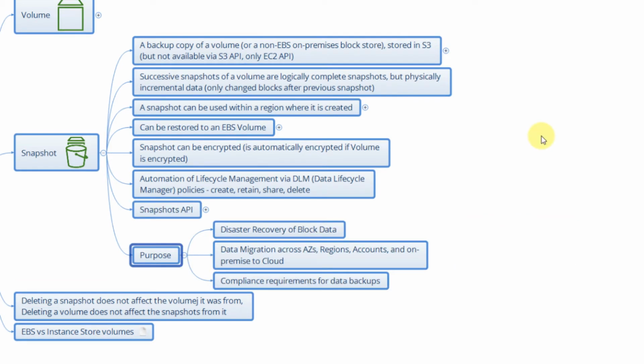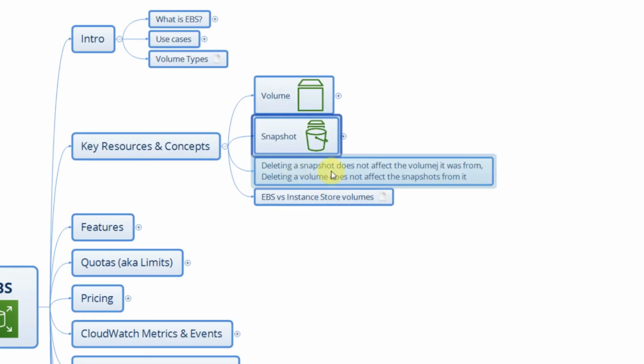Now, what can you do with snapshots? It helps with disaster recovery of block storage data. You can migrate data across availability zones, regions, and accounts, and it also helps in migrating data from on-premises to the cloud. And with the help of DLM policies, you can meet compliance requirements for data backups in an automated way. Note that when you delete a snapshot, it has no impact on the volume it was taken from. And if you delete a volume, it has no impact on all the snapshots that were taken from it. Their lifetimes are independent.